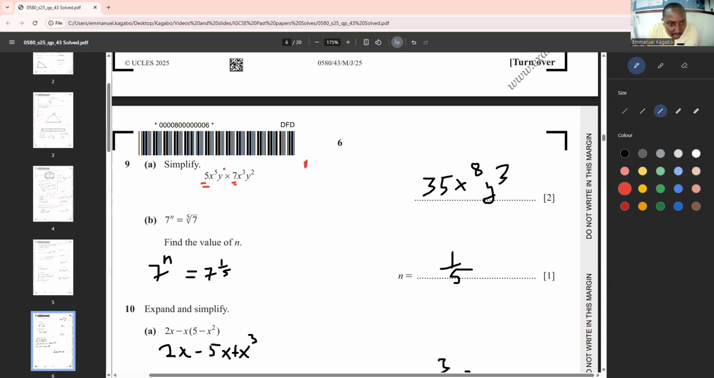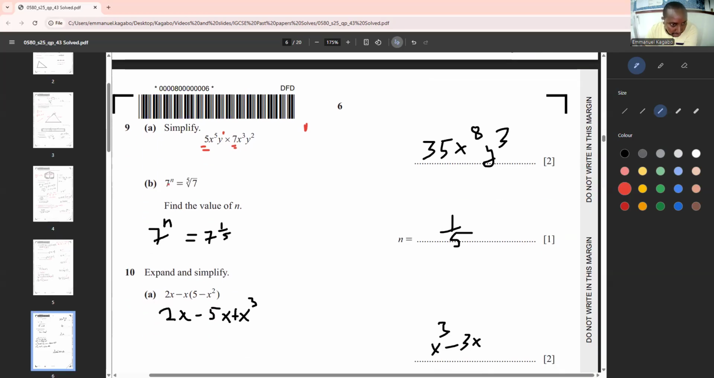This one and this one, here there is 1. That's why I have 3. Remember, whenever you're multiplying numbers of the same bases, you add the powers. If you are dividing, you subtract. But right now, I'm not going to include the details of that. So, next question. 7 power m equals to 5th root of 7.